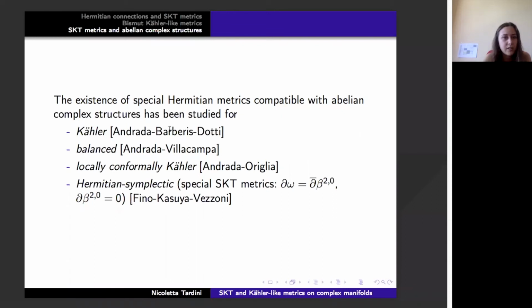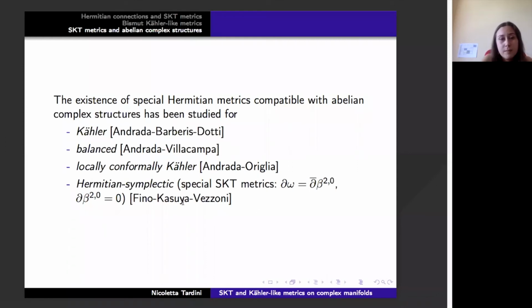We already recalled the definitions of these metrics. Also, Fino and Vezzoni studied the relation between abelian complex structures and Hermitian symplectic metrics. Let me recall briefly what Hermitian symplectic means. You can think of this definition in two ways, in a more symplectic fashion or in a more complex, Hermitian fashion. In the symplectic case, you would say that there is a symplectic structure taming J, taming the complex structure. But this is equivalent to having a special SKT metric. This was proven by Fino and Vezzoni.